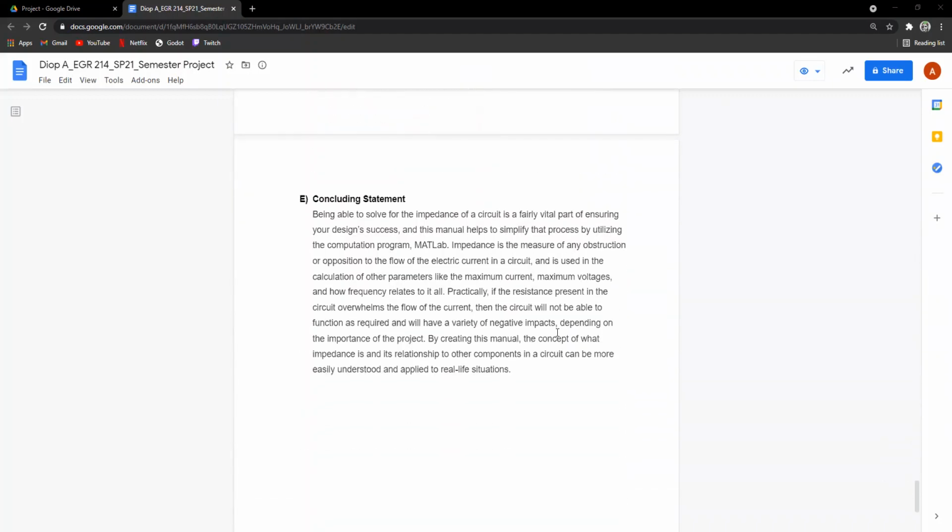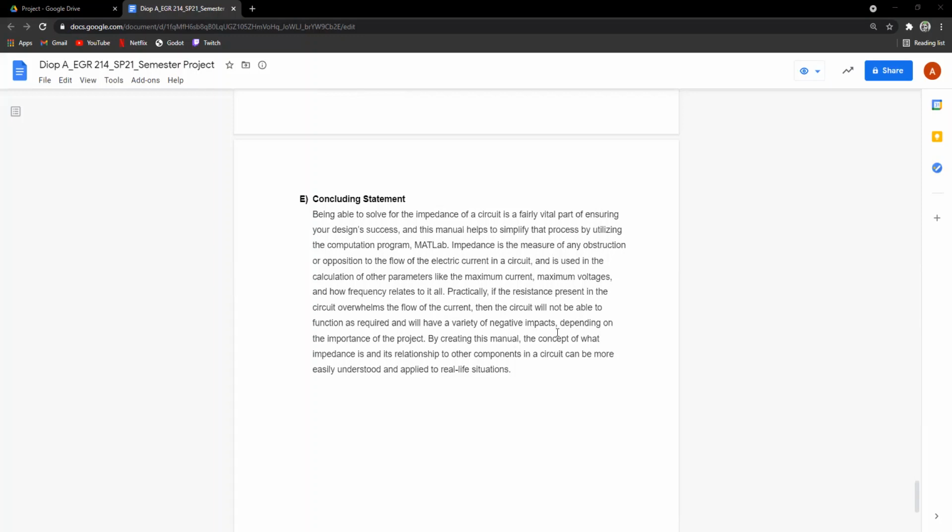That brings us to our concluding statement. This manual is important because it will help ensure your design success by explaining the concept of RLC circuits in a simplistic way, and improving accuracy by using MATLAB to find a numerical solution rather than taking the time to do it analytically.